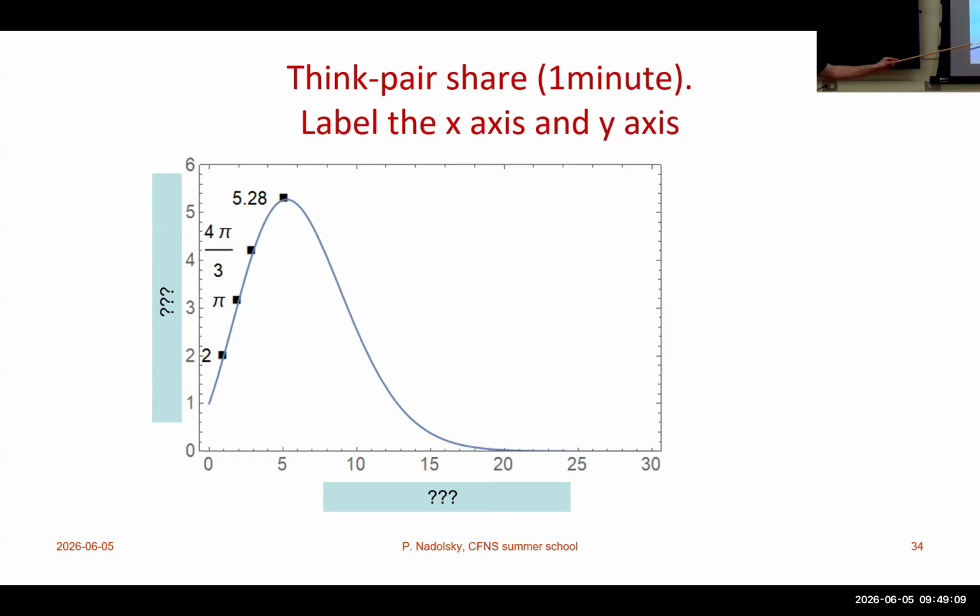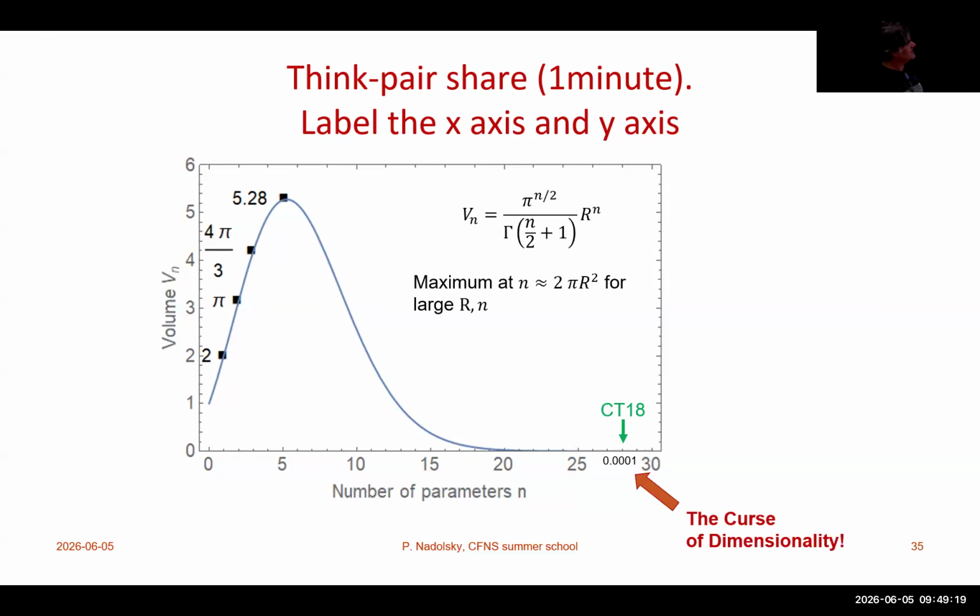So here I plot dimensionality, and here I plot the volume of a unit ball, right? And here's a formula that shows that. Now you see something very interesting: the volume of a unit ball grows up to about 6 or 7 dimensions, and then starts dropping like crazy. For example, to estimate the PDF uncertainties, I need to know the size of a unit ball in, let's say, 28 dimensions. Well, the volume will be something like 10 to the negative 4.